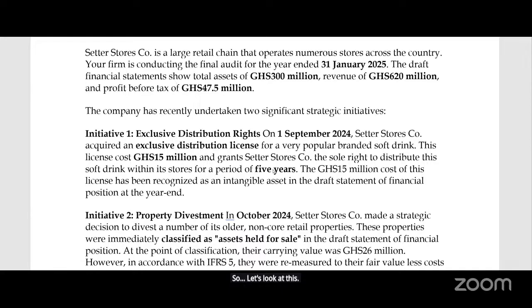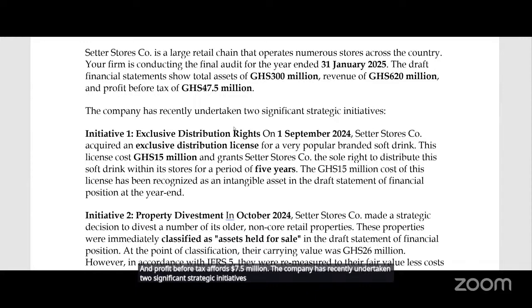So let's look at this. Setters Stores Company is a large retail chain that operates numerous stores across the country. Your firm is conducting the final audit for the year ended 31st January 2025. The draft financial statement showed total assets of 300 million cedis, revenue of 620 million, and profit before tax of 47.5 million. The company has recently undertaken two significant strategic initiatives.